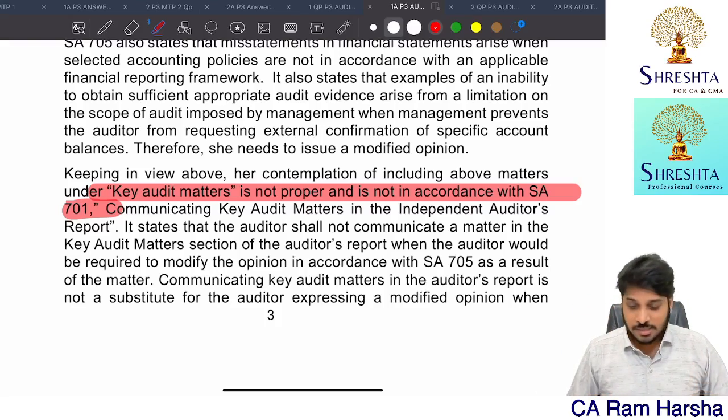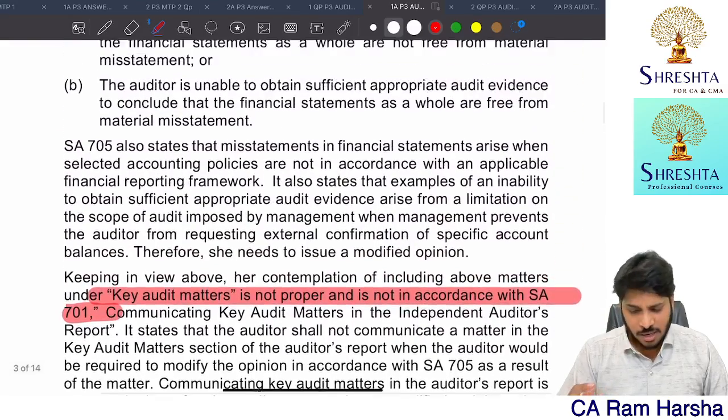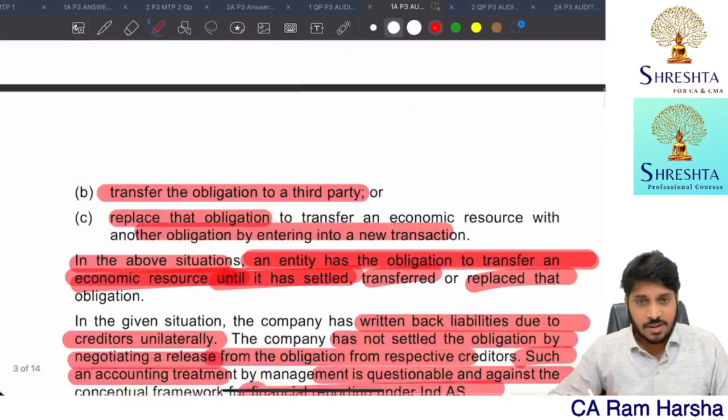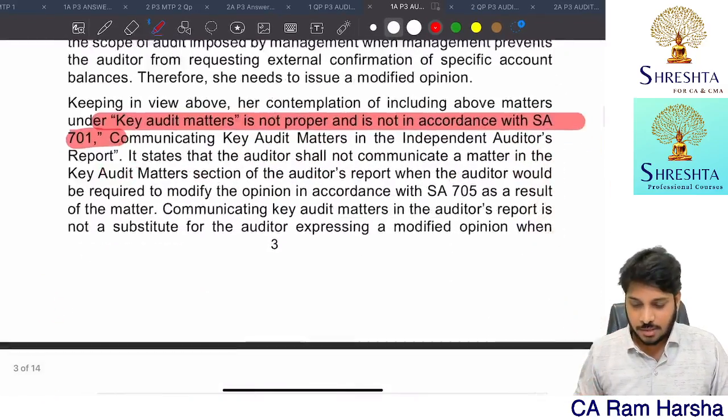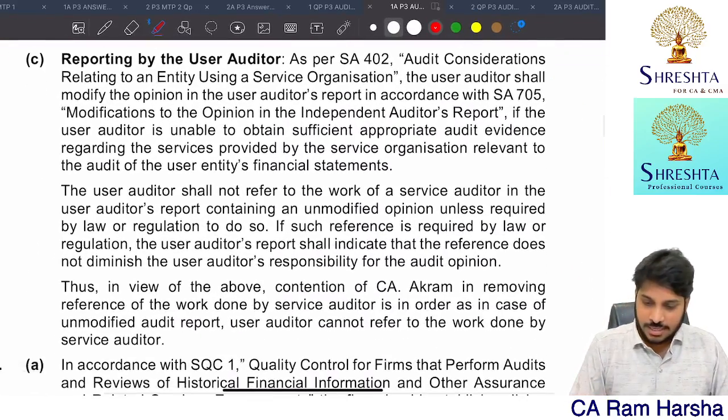Read this entire answer once. You need not write this much depth. Just briefly read whatever answer is given here. If you write a summary, that's enough in the exam. Next.